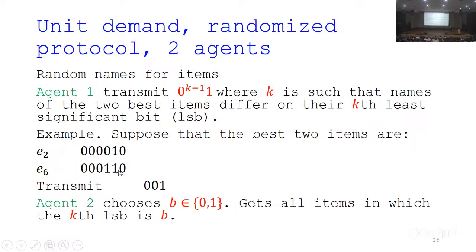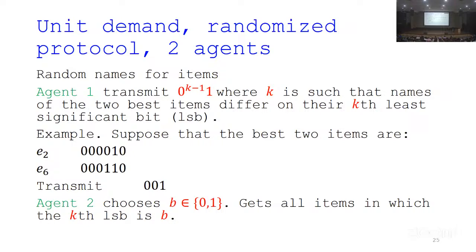So the last bit they agree, so I transmit a 0. The bit before last they agree, I transmit a 0. And the bit before that they differ, so I transmit a 1. So that's what agent number 1 transmits. And then agent number 2: this partitions all items into 2 sets, those which have 0 in this bit location and those that have 1. And agent 2 chooses which of these 2 sets she wants to receive. So she gets all the items in which that bit is the value b that she chooses.